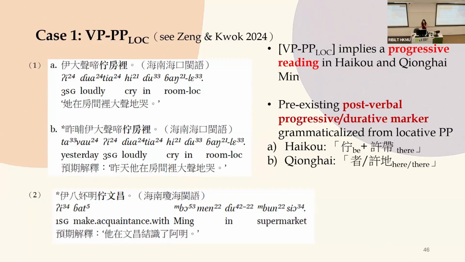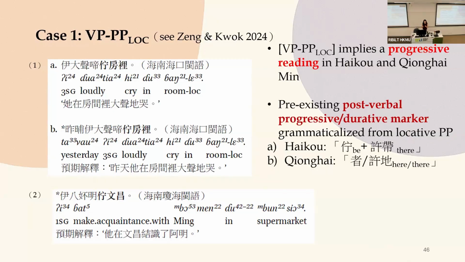So we find that for Haikou Min and Qionghai Min, this postverbal PP implies a progressive reading. If the VP or the sentence itself is a perfect aspect sentence or perfect aspect VP, then you cannot place the PP after the VP. It will form an ungrammatical sentence.